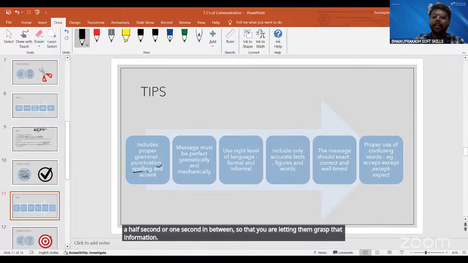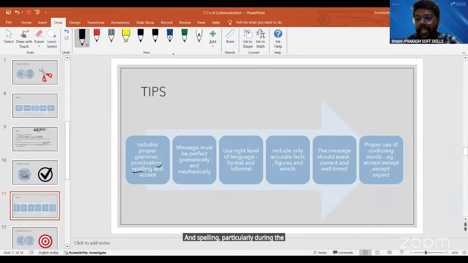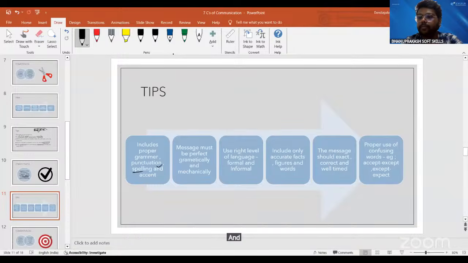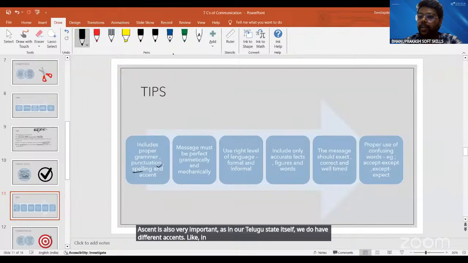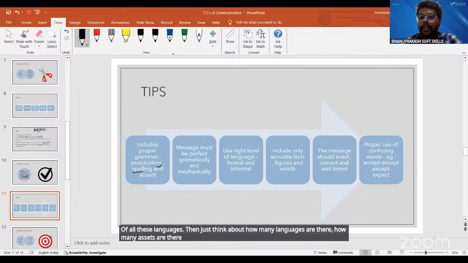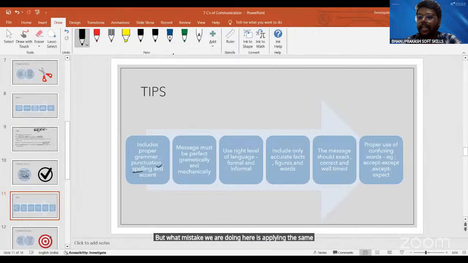And spelling, particularly during written communication, which is email. So you have to check the spellings properly, and the accent. Accent is also very important. In our Telugu states itself, we do have different accents. In Telangana, it is different. Coastal, Rayalaseema, so different regions have different accents. But the language is the same, Telugu. Telugu is just one among all these languages. Then just think about how many languages there are, how many accents there are. But the mistake we are making here is applying the same slang or accent to English as well.